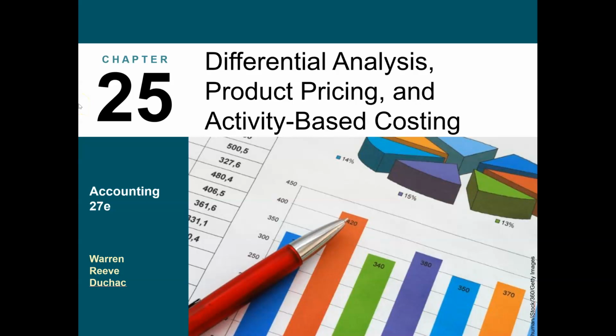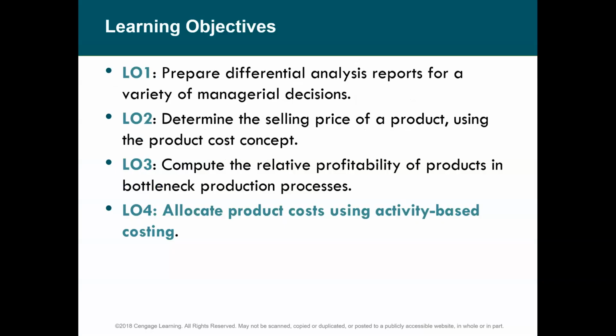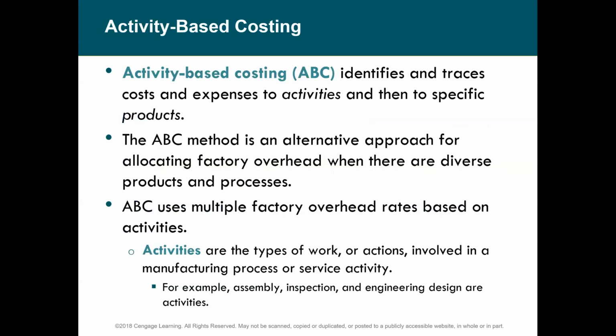Okay, this is chapter 25, and we're going to look at just activity-based costing. This is the last learning objective in the chapter, and it's about how to allocate product costs using activity-based costing. This was actually invented in like the 80s, believe it or not. Most accounting is at least 50 to 70 years old, but this is actually a newer technique.